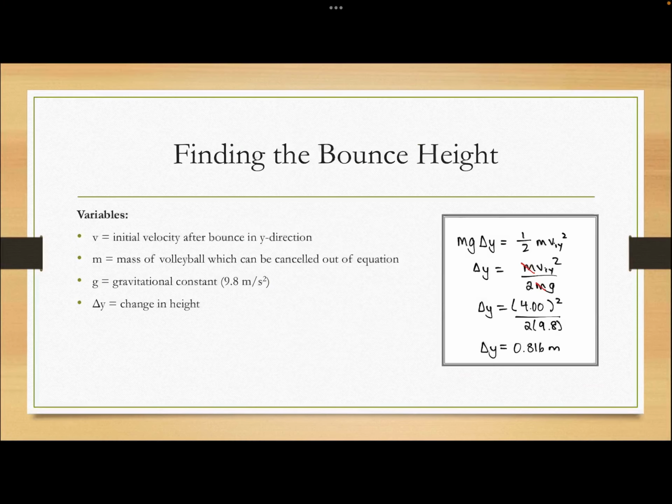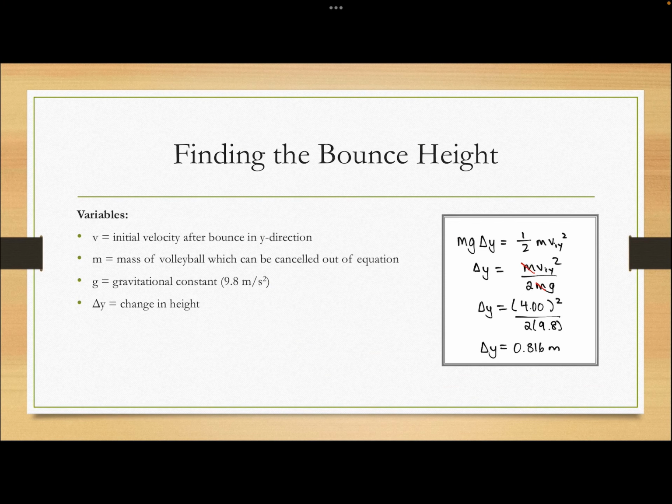So we set the kinetic energy equal to the potential energy. You can see on the right, mg delta y, which is the final potential energy, is equal to 1/2 m v_y squared, which is the initial kinetic energy in the y direction. We were able to cross out the m's and solve for delta y, which we got as 0.816 meters.